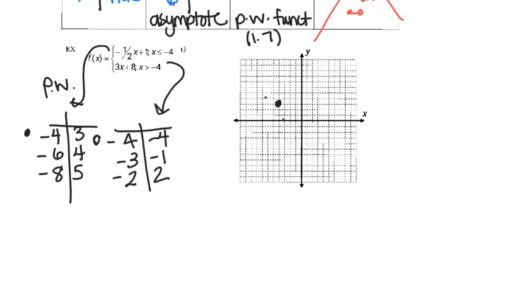4, -8, 5. So this one, well, that was really wobbly, but that one's going to look something like that. And my next one is -4, -4, 2, and this one's going to go something like this. So yours should look like something similar to mine.